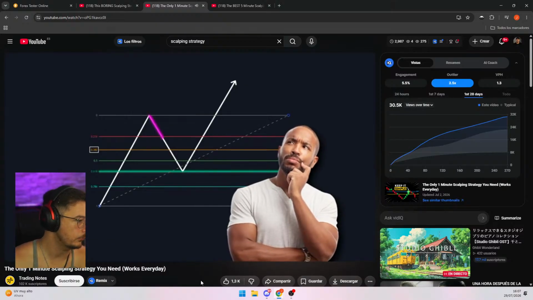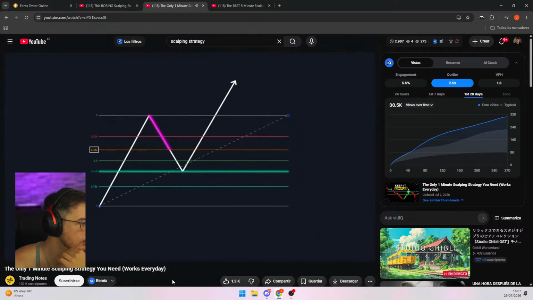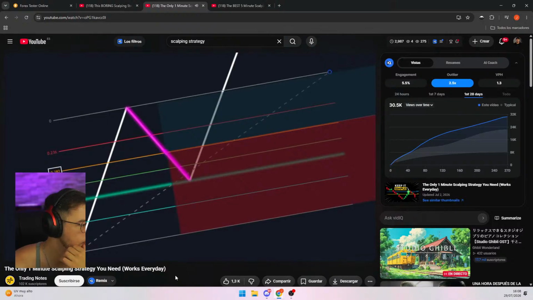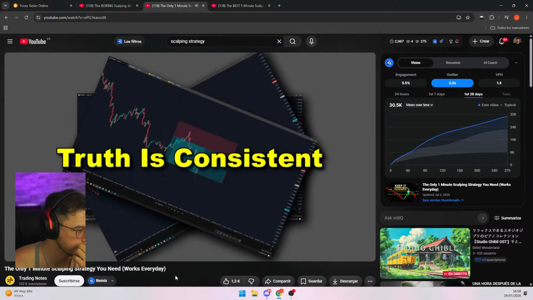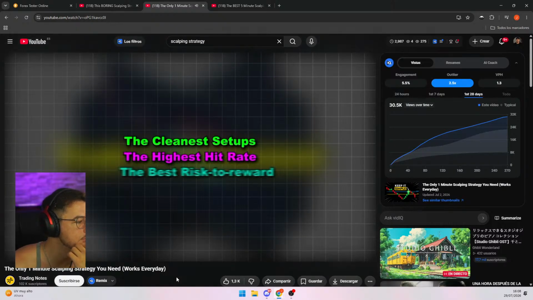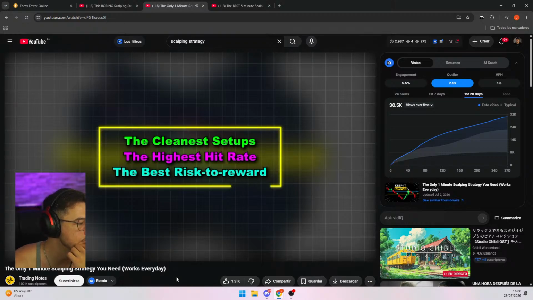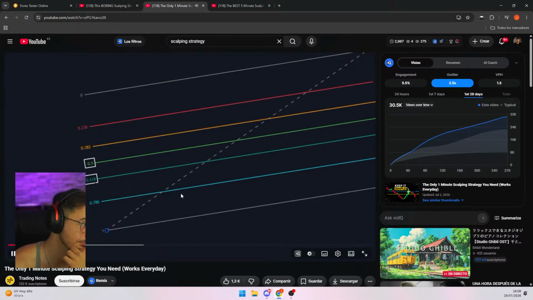0.382. It's closer to entry. It's a tighter pullback. You get in faster. Sure, but the trade-off is brutal. Your stop is wider relative to your target, and price tends to overshoot the 0.382 just enough to make it the worst level of the three. After enough backtesting, the truth is consistent. The cleanest setups, the highest hit rate, and the best risk to reward all live in the same place. The range between the 0.5 and the 0.6.